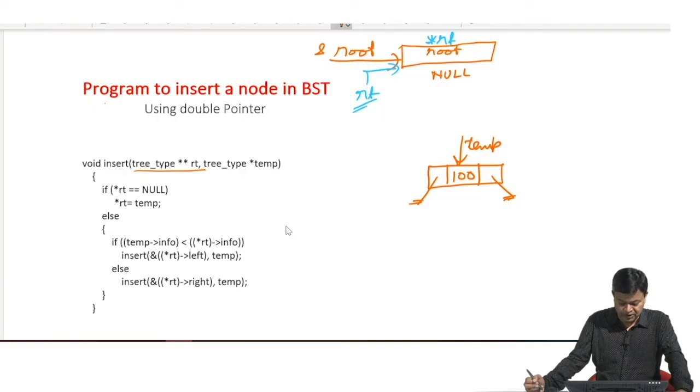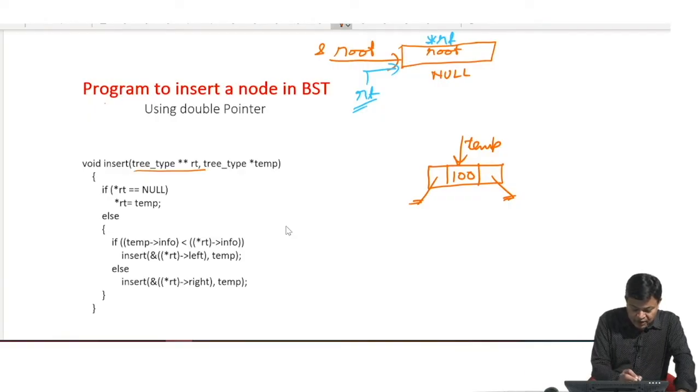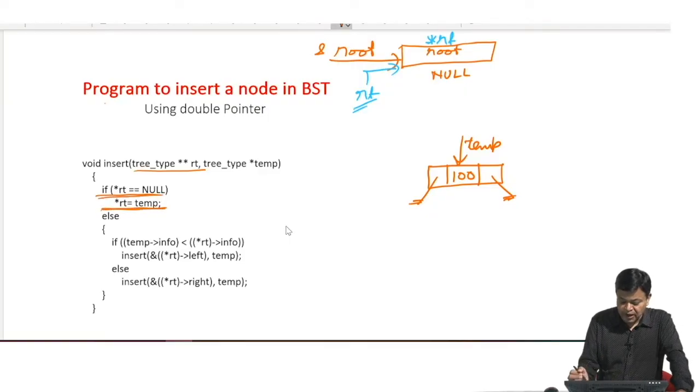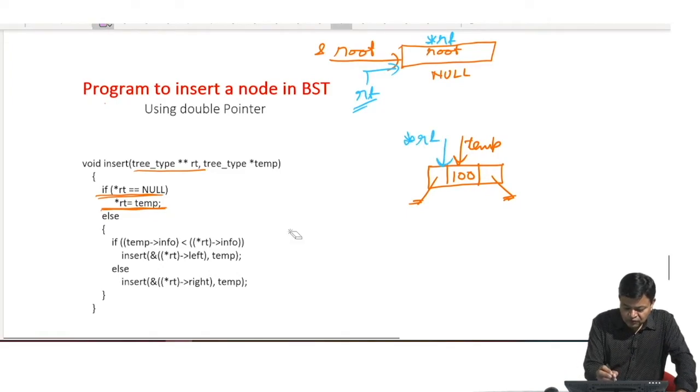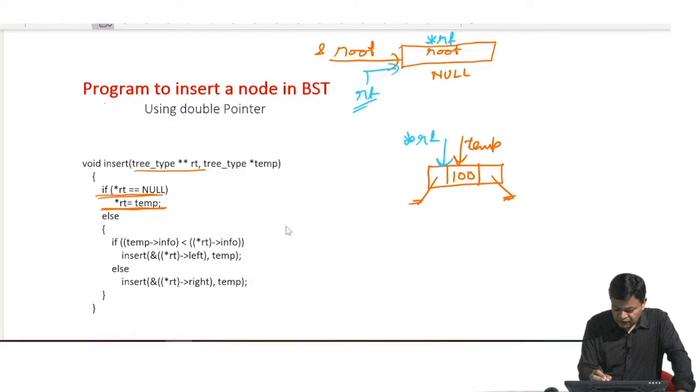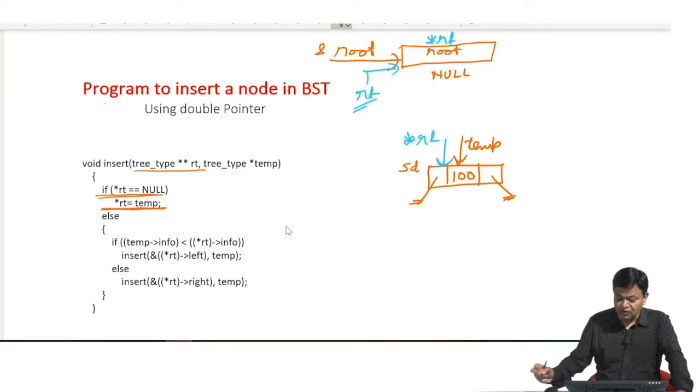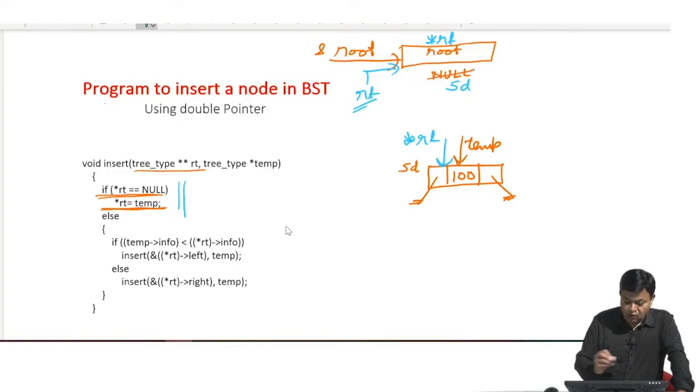So how will it happen? Let us see. First time, since star RT is equal to null, star RT will point to temp. So, it means star RT will point here. If we assume that the starting address of this node is 5D, then the value of temp is 5D and star RT is also 5D. What was the earlier value of star RT? It was equal to null. So, now this value has become 5D. So, first time we do only this much, and we go back to the main function.